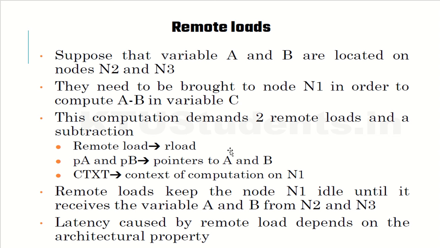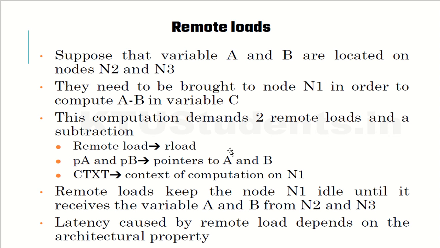Just like that, when you have a node N1 which is going to get two remote data from N2 and N3, what happens? Until you successfully load the content of N2 and N3 to N1, N1 will have to wait, or it will have to remain idle. And this idle behavior of N1 can be counted as a latency.